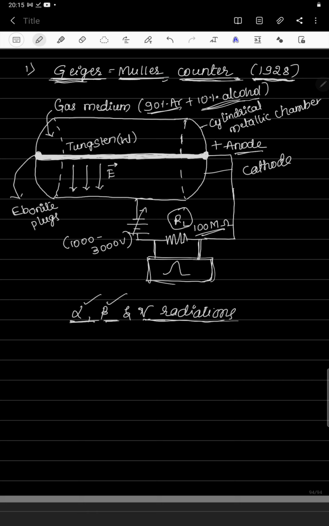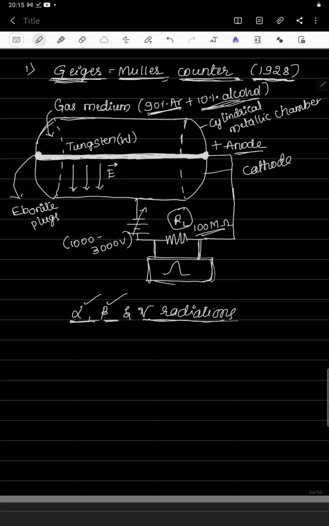So first we'll begin with the instrumental setup. What does the instrument consist of? First, the instrument consists of a cylindrical metallic chamber, which is filled with a gas medium. This gas consists of 90% argon and 10% alcohol. Why this alcohol and argon are used, I will discuss later.